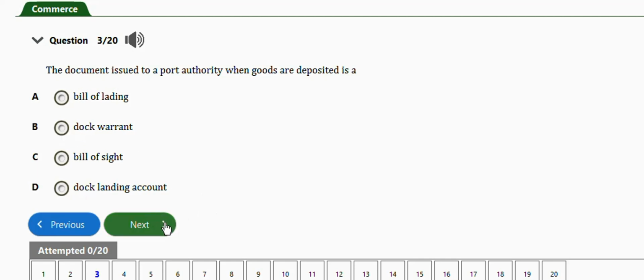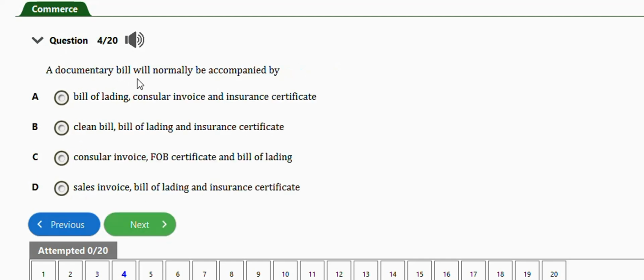Next question, it says a documentary bill will normally be accompanied by: real bill of lading, consular invoice, and insurance certificate; clean bill, bill of lading, insurance certificate, consular invoice; FOB certificate and bill of lading; sales invoice, bill of lading, and insurance certificate. Right answer is option D, which is sales invoice, bill of lading, and insurance certificate.